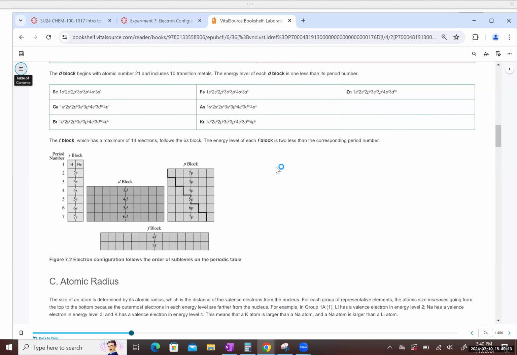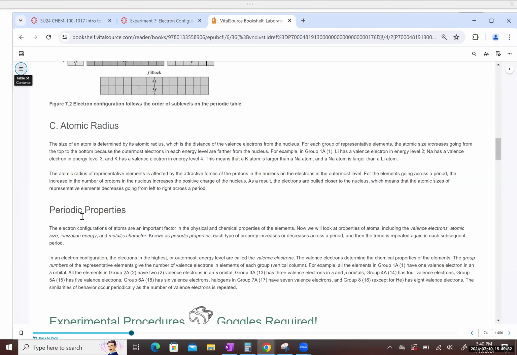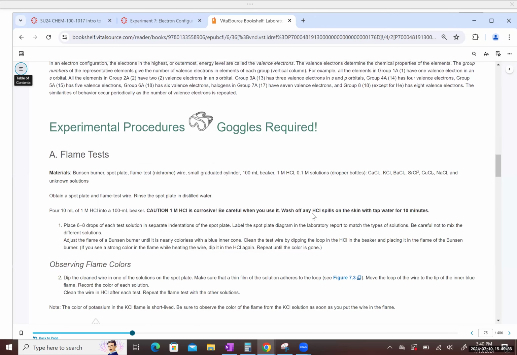If you need another source of information on electron configurations, I would encourage you to reference the course notes and the course lecture recordings, as I cover this topic in detail as part of the course lecture content. There's also some discussion of atomic radius and periodic properties. We now move on to the experimental procedures, which we'll address as we work through today's lab.